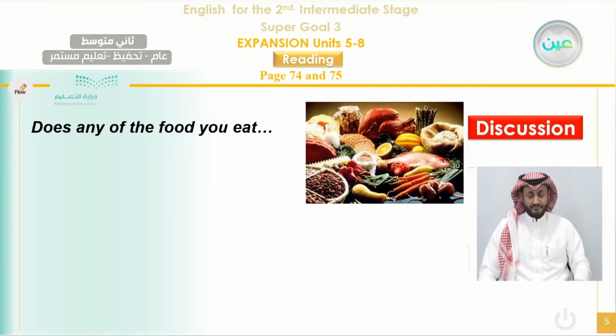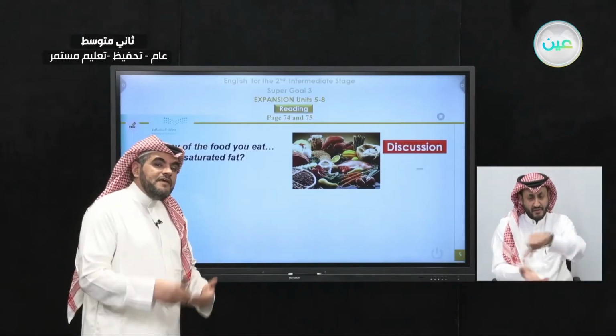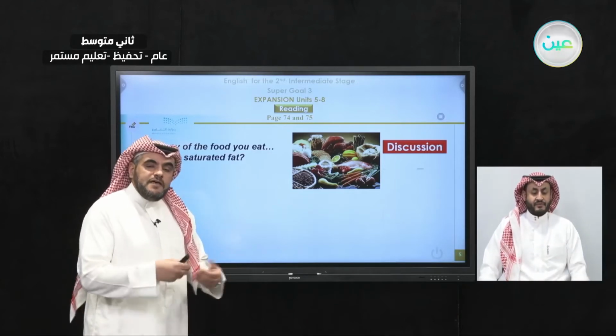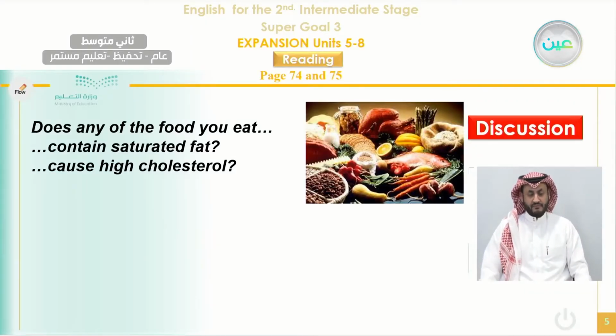Does any of the food we eat usually contain saturated fat? A kind of fat. You know what fat is, but what is saturated fat? That is what we're going to learn and understand, and we will explain it in the coming slides, inshallah. Okay, does the food you eat cause high cholesterol? When you eat food, does it increase the rate of cholesterol in your body or not?